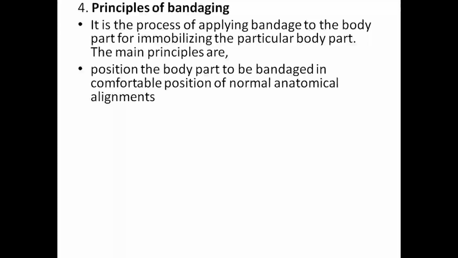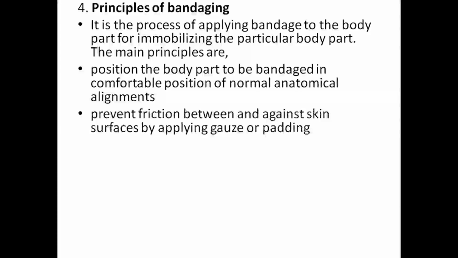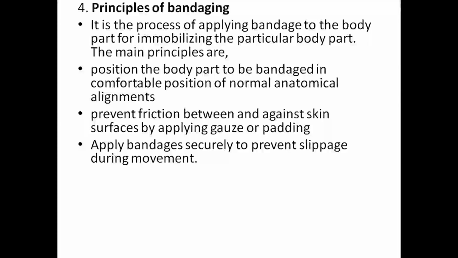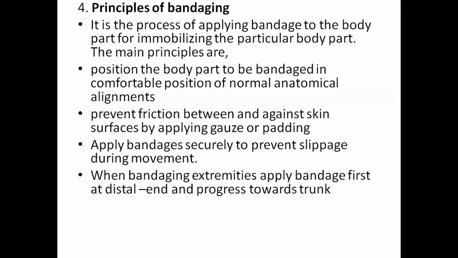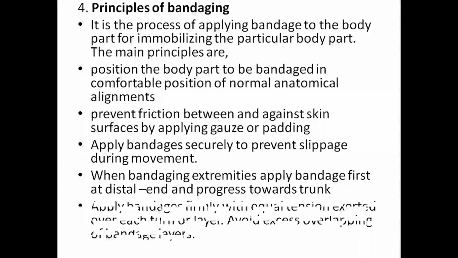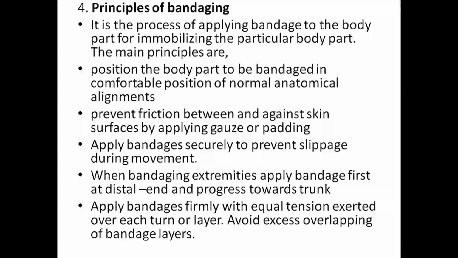Principles of bandaging. It is the process of applying a bandage to a body part or immobilizing a particular body part. The main principles include positioning the body part to be bandaged in a comfortable position of normal anatomical alignment. Prevent friction against the skin surface by applying gauze or padding. Apply bandages securely to prevent slippage during movement. When bandaging extremities, apply the bandage first at the distal end and progress towards the trunk. Apply bandages firmly with equal tension exerted over each turn or layer. Avoid excess or overlapping of bandage layers.